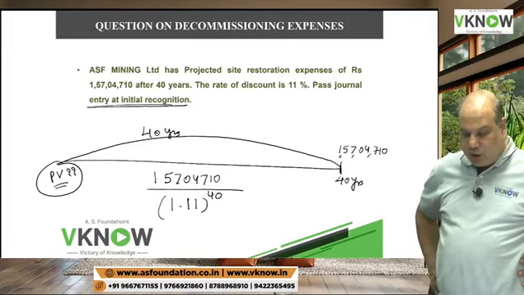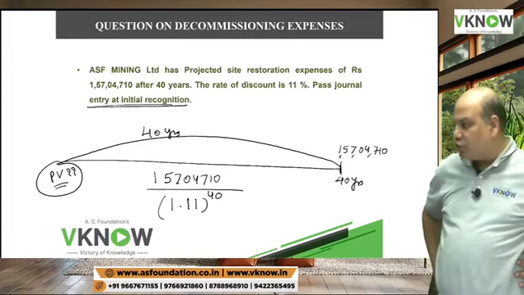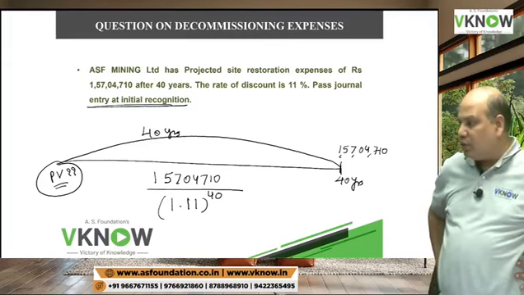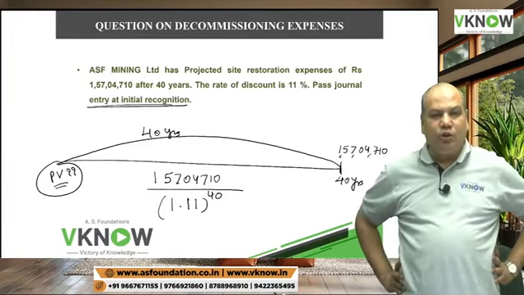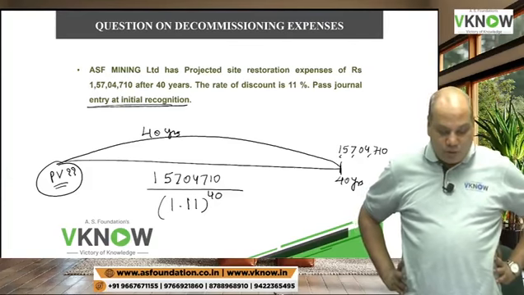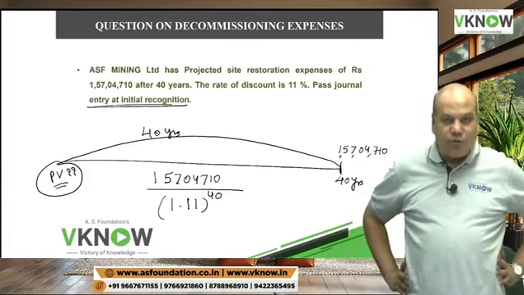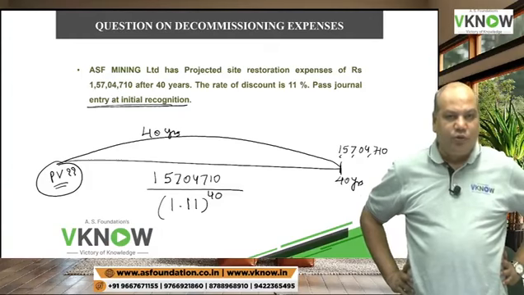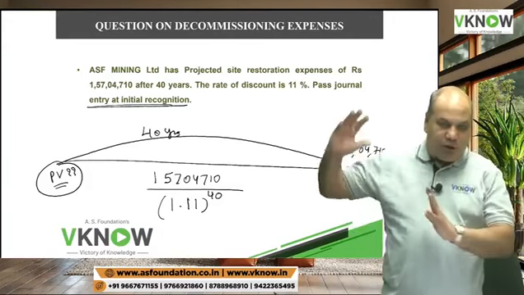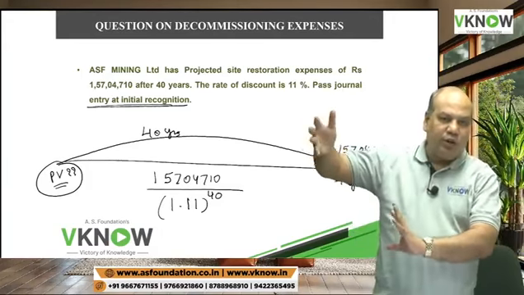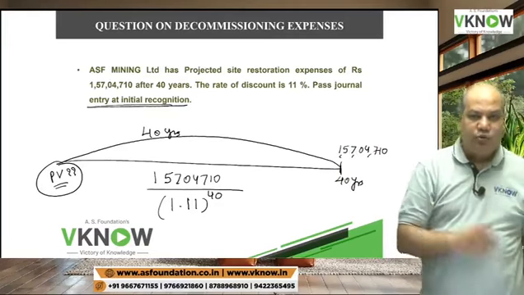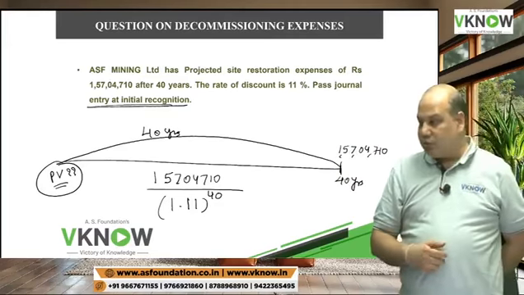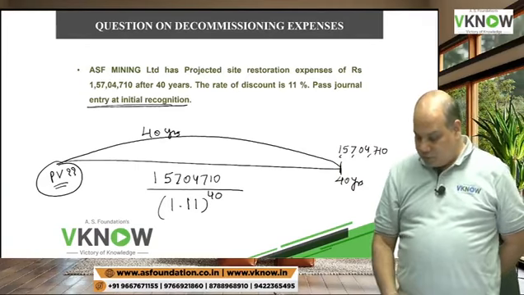So type on calculator 15704,710 divide by 1.11 and you press equal to 40 times. You have to press equal to 40 times. Expenditure will be incurred after 40 years, but I have to do the accounting today, so I will take the present value. So please reply.